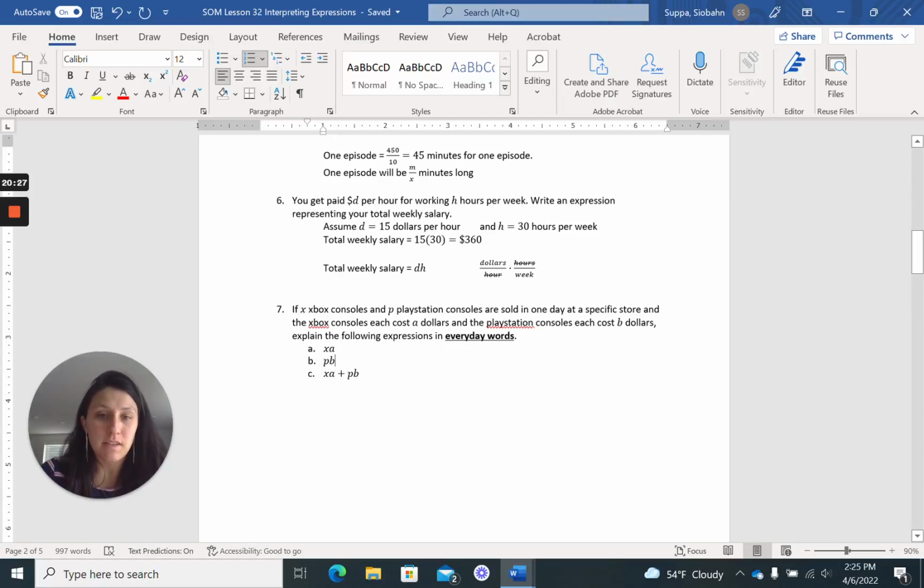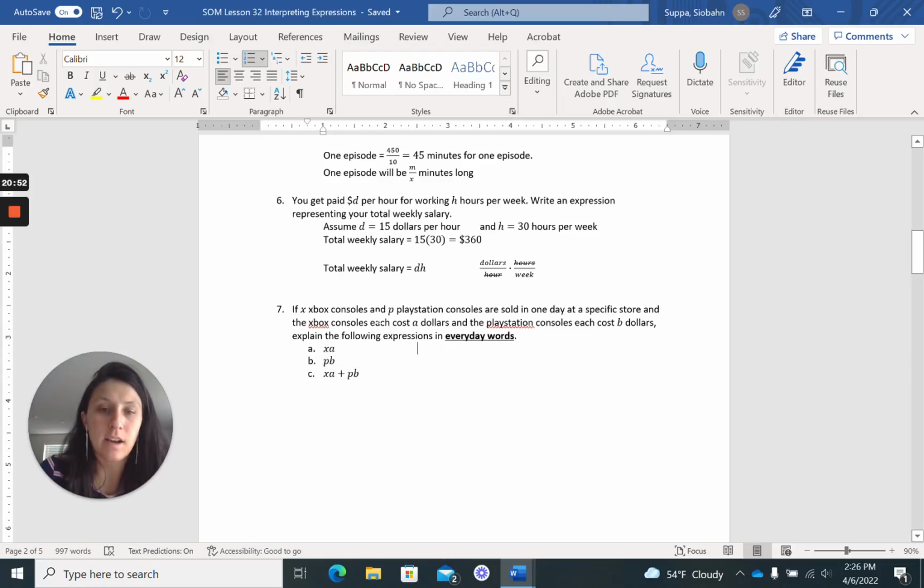So if X Xbox consoles and P PlayStation consoles are sold in one day at a specific store, and the Xbox consoles each cost $A, and the PlayStation consoles each cost $B, explain the following expression. Okay, why is it telling me that this is an error? Oh, okay. All right, so we'll do the first one together, and then I'll let you try B and C.